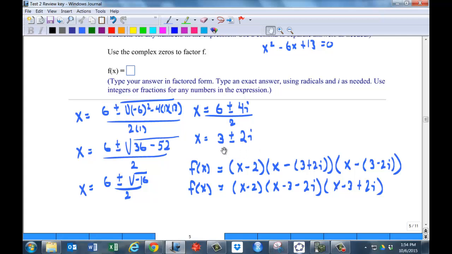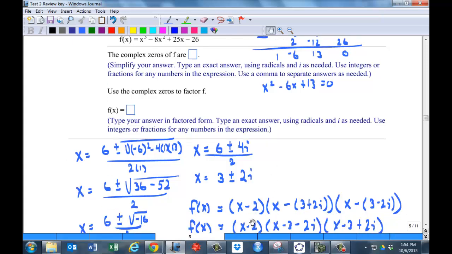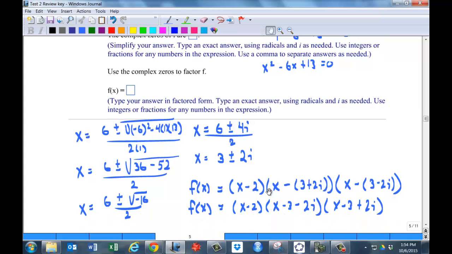So we've got 2 is a zero, so x minus 2 is a factor. That's what we get here. And then x minus the quantity 3 plus 2i, and then the other factor is x minus the quantity 3 minus 2i. And you want to put these in parentheses, and then we distribute the negative sign. Be sure, MyMathLab wants you to distribute that negative, so you must distribute that negative sign.